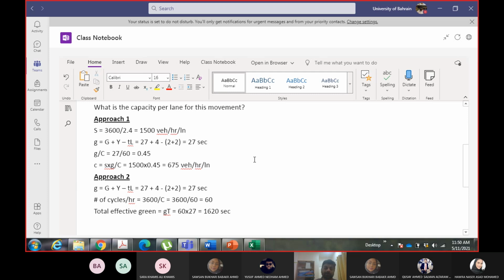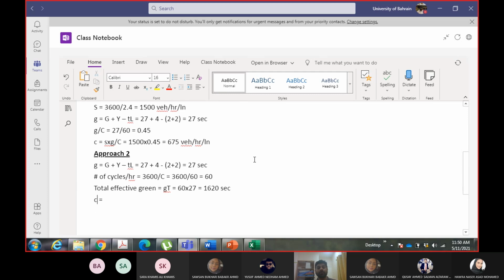This is what I'm trying to tell you. This will be the capacity, right? So capacity is, again, a small c, the total effective green time you have, and the interval at which vehicles are moving during this time, which is 2.4 seconds. So how much is this? 675. It should be 675 because it was a value from the first approach as well.